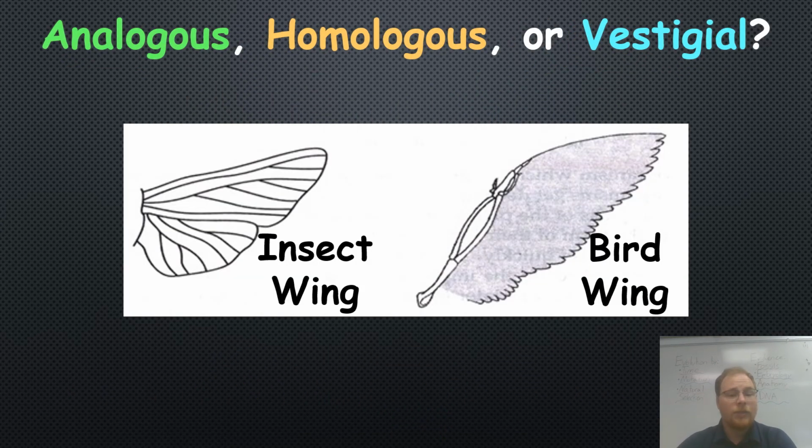In this case, you have an insect wing and a bird wing. Now is it analogous, homologous, or vestigial?